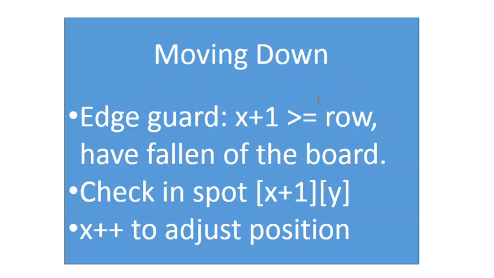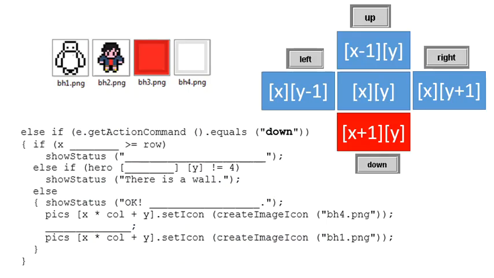So to move down, the edge guard changes. When we're moving down, the big problem area is that you fall off the bottom of the board. So this time, instead of being less than 0, it's greater than or equal to row. Again, we're going to be checking the spot that's below us, and we're going to be using ++ to adjust the position. So to fill in the code, we're going to go x plus 1, and if x plus 1 is greater than row, notice that the sign changes here, anyways, we're going to be off the board. Otherwise, we'll check and see if x plus 1 has a wall in it. Otherwise, we'll move down. And so we'll clear, ++, and redraw.